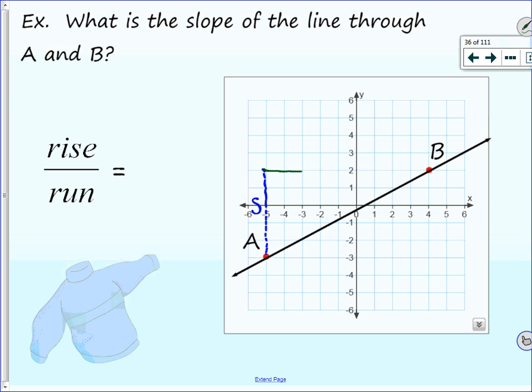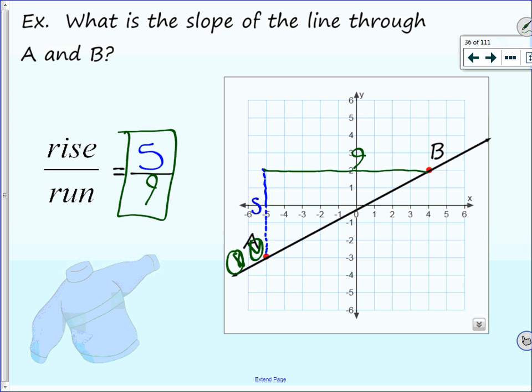1, 2, 3, 4, 5, 6, 7, 8, 9. So our rise is 5. Our run is 9. Can we reduce that fraction at all? No. So our slope is 5/9. Is that a positive quantity? Is the line going uphill? Yeah. So if you picture your little biker down here, he's going uphill.